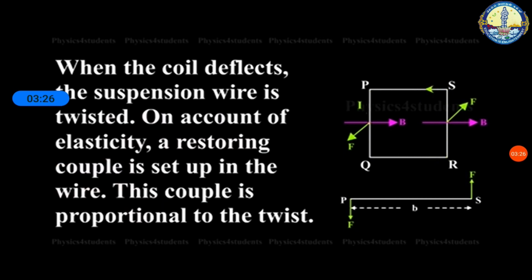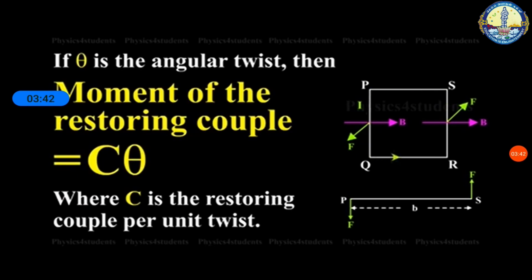When the coil deflects, the suspension wire is twisted. On account of elasticity, a restoring couple is set up in the wire. This couple is proportional to the twist. If theta is the angular twist, then the moment of the restoring couple is equal to C theta, where C is the restoring couple per unit twist.